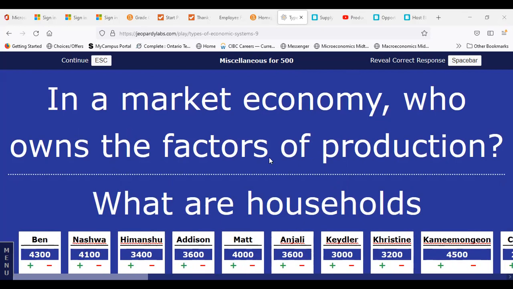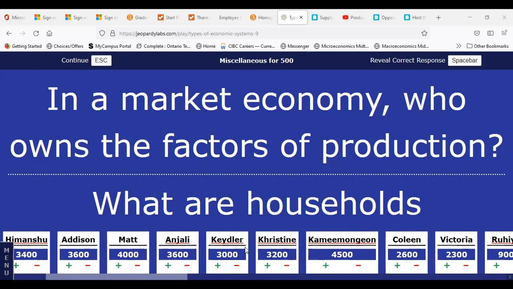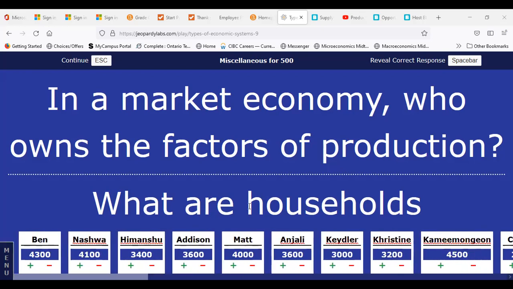Excellent participation, everybody. Thanks. I think Kameem won, Ben got second, and then Nashua got third. But everyone did well. Great participation. The scoring might have been a bit off because I was doing the scoring myself. Block gets a lot easier because it's automatic scoring. But great job, everybody.